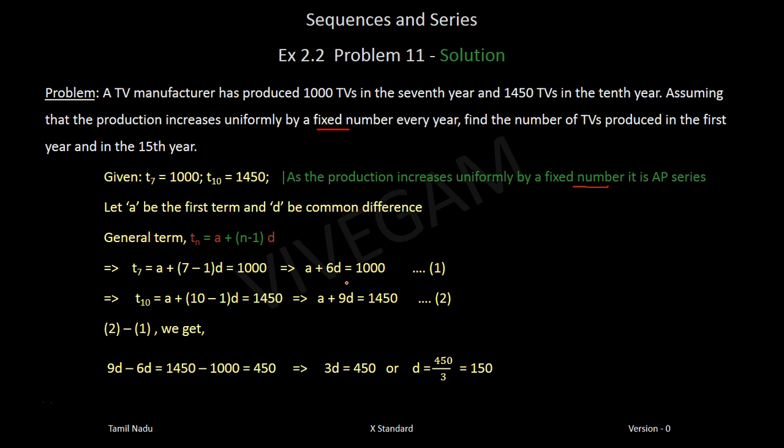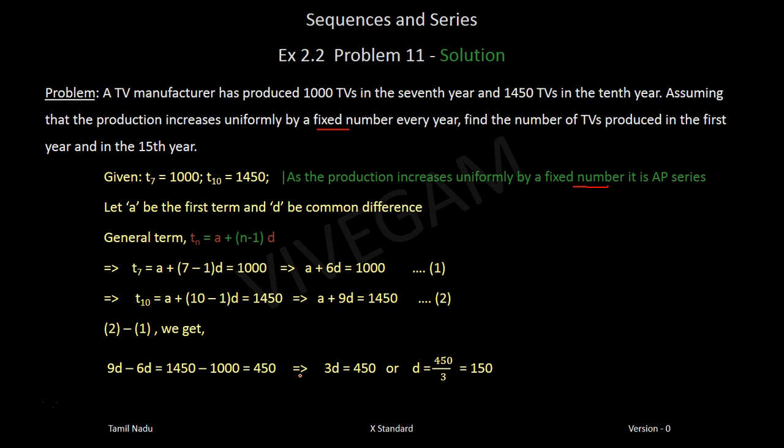I'm not doing it the other way, subtracting 2 from 1, because you will get negative answers. There is a good chance of some of us making an error. So I'm going by positive values only. So that is equation 2 minus equation 1. 1450 minus 1000 will give us 450.